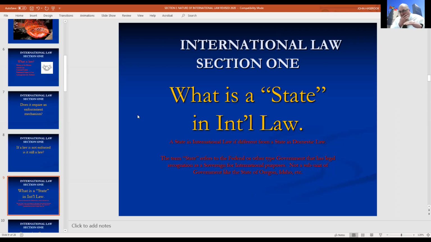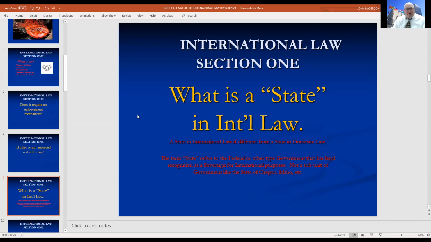In international law, when we use the phrase state, we mean the political entity on an international level that has control over the geographical area, the highest level of government in that geographical area. So in the United States of America, the international state would be the United States federal government. We are a federal system. So the federal government, representing all 50 states of the Union, is considered the international state.